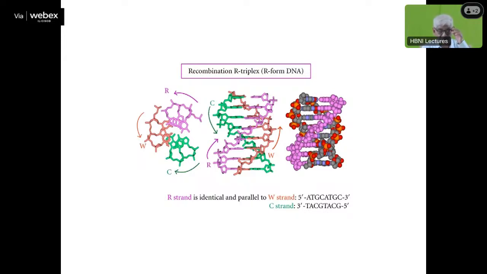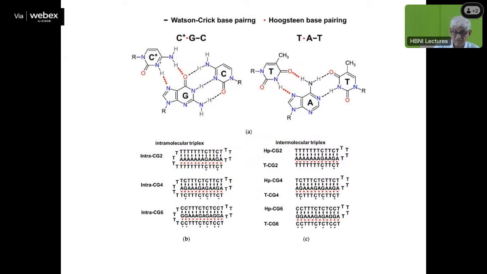This is the indication of how the triplex DNA is formed with this particular one. You have the Watson-Crick base pair here. The W strand and the C strand are the two duplex DNA strands. The brown and the green are the Watson-Crick duplex, and the pink is coming as the third strand, and that is in the triplex. Now you can have Watson-Crick base pairing, the C plus GC, TAT.